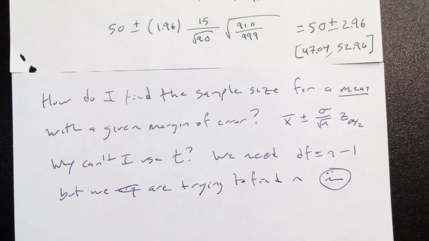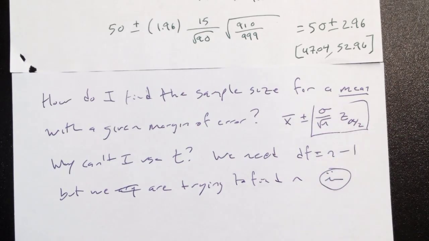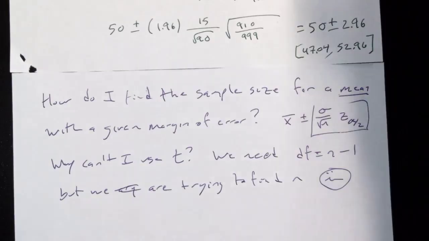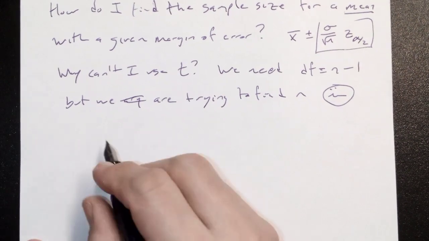So I have to use the Z formula. But then my margin of error should be this part. That's the part that I'm adding or subtracting to my estimator. That's my margin of error. I should be able to solve for N given a fixed margin of error.